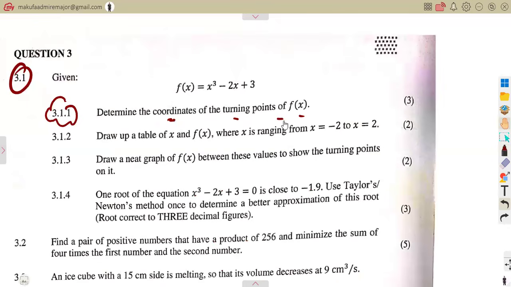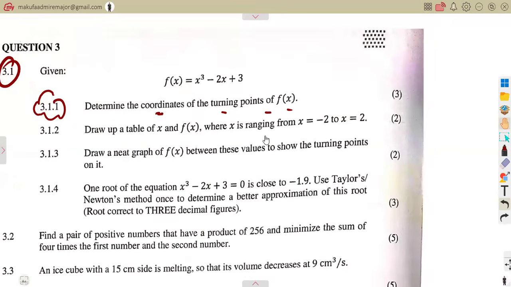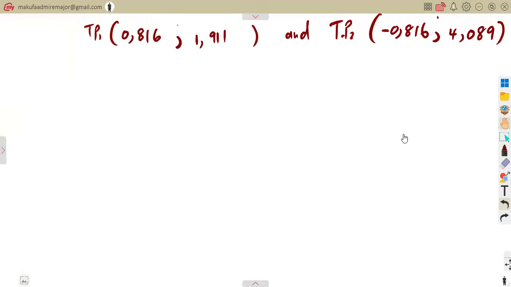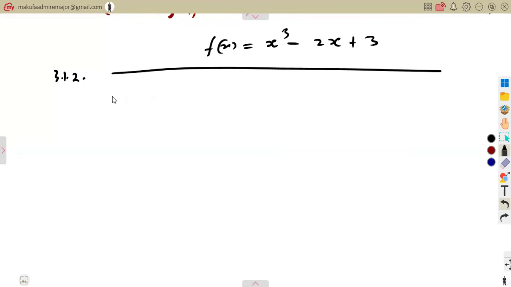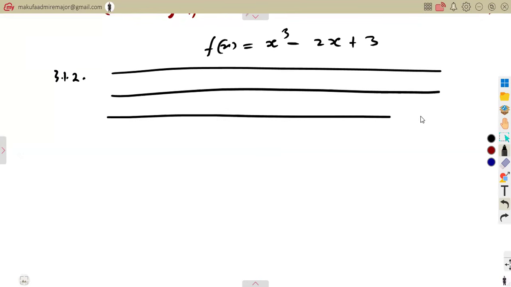Draw the table from this information. All right, so draw the table from -2 to 2. Okay, so remember your function. So the table, guys, is just a matter of substituting the values that you are given. F of x is equal to x cubed minus 2x plus 3. So you substitute the values that you are given. Remember this table, it is taken from -2 to 2. So that's -2, -1, 0, 1, 2.